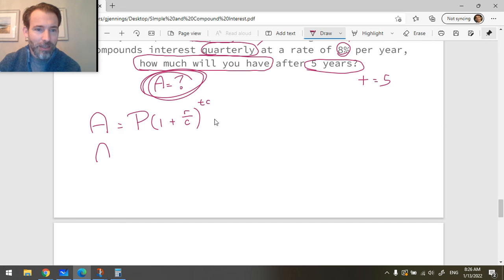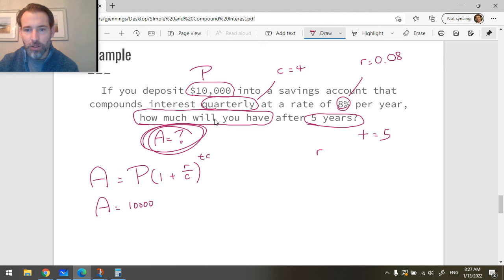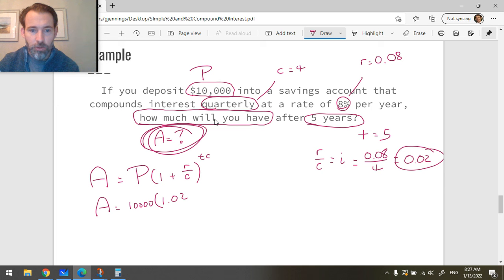Okay, A is equal to, here, P is 10,000. Show the whole question, Mr. Jennings. Okay, there you go. P is 10,000. 1 plus R over C. So let's do R over C over here. R over C equals I, and not the fancy math square root of -1, i. This is the interest rate per compounding period. This is equal to 8 divided by 4. So that's 0.08 divided by 4. This is equal to 0.02. Okay. There's the number that goes here. So this will be 1.02 inside here. 1 plus that is 1.02.